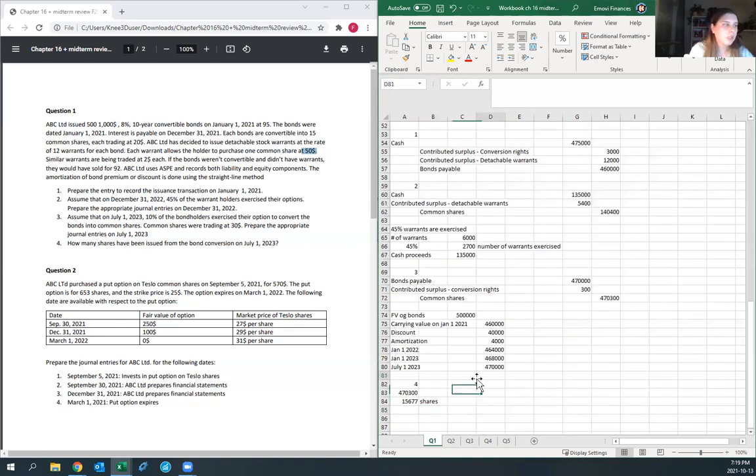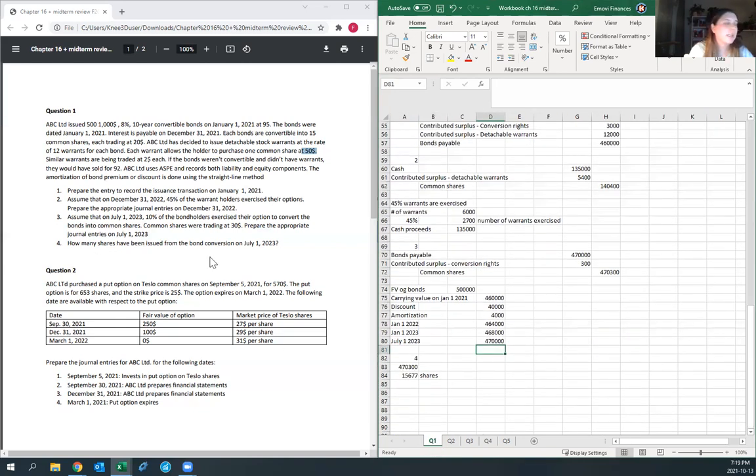Yeah. So they're asking you for how many shares have been issued. Since the common share amount that you calculated here was a plug number, you don't know the number of shares. So you take this amount and you divide it by the unit price of the shares on that day. The unit price was $30 per share. So you do this amount divided by 30, and it gives us 15,677 shares. No problem.